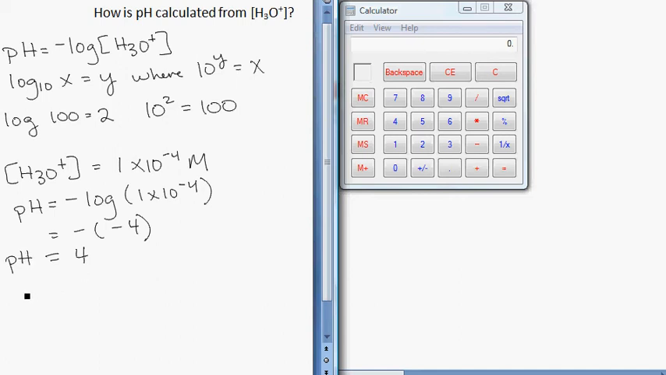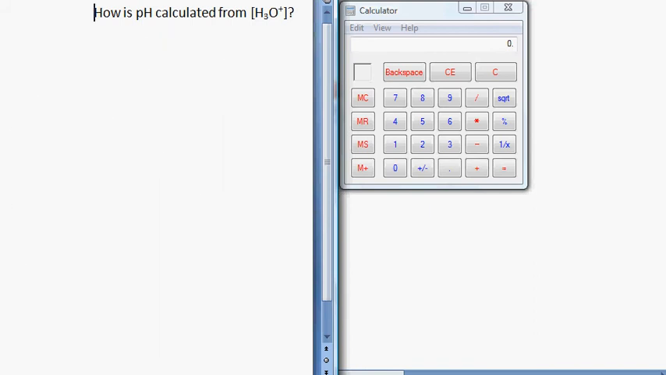So anytime you have 1 times 10 to the minus x, the pH will equal x. So this is easy. If we have anything besides a 1 times 10 to the x, we need to use a calculator. So let's try one where we need to use a calculator.